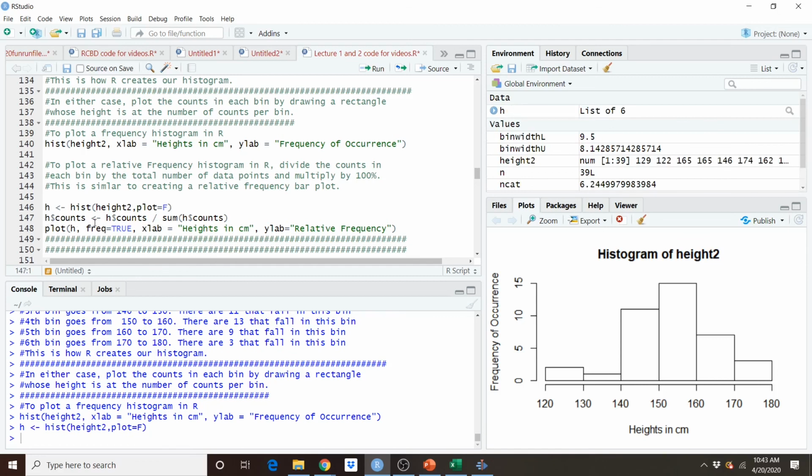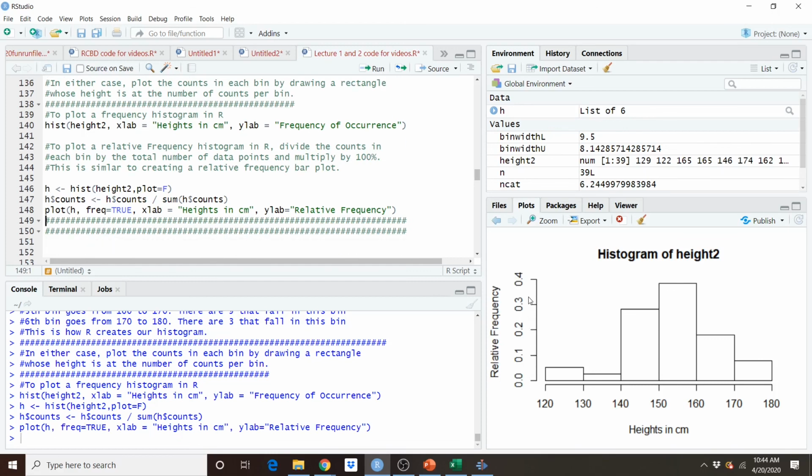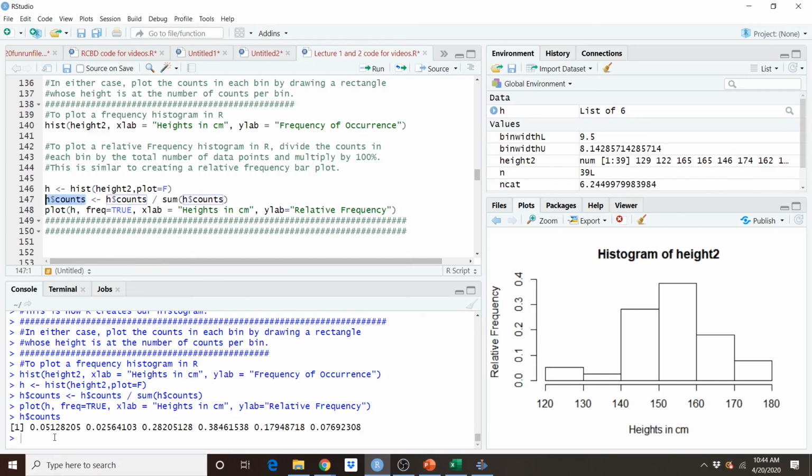Now, $counts is going to represent the proportion of counts within each bin. So I'm going to take the counts, I'm going to divide it by the sum of all my counts. Now I can plot my data. I'm going to plot H. My frequency is true. I now have labeled my X and Y axes. Notice what I have. I have proportions here. Now if I look at my $counts, I simply need to multiply these by 100% to get my relative frequency.